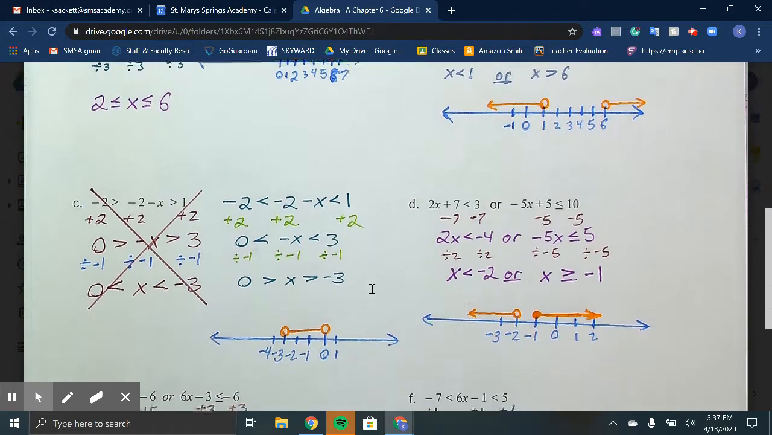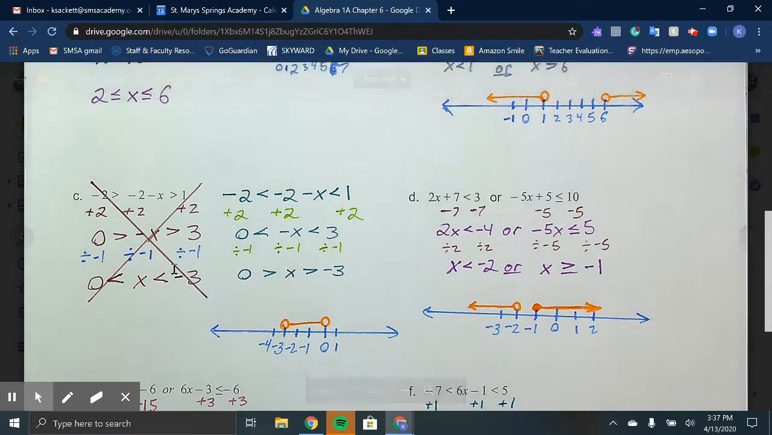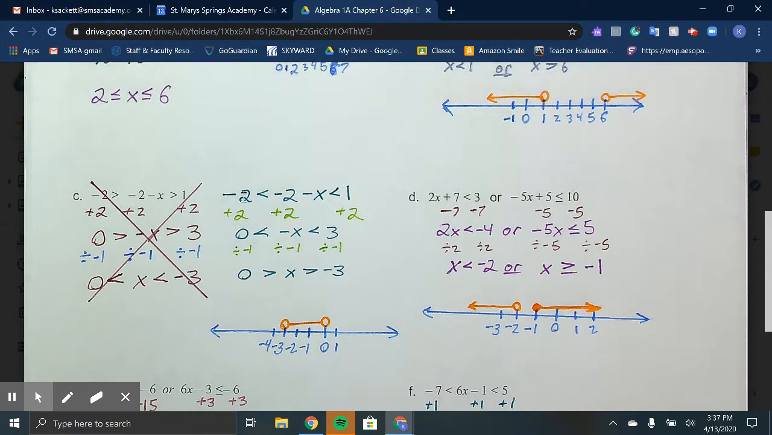Now with C, I apologize, the first one had its original inequalities going the wrong way, and it's actually not solvable. So you can cross off that first one and rewrite C to start as negative 2 is less than negative 2 minus x, which is less than 1. Or we could read it as negative 2 minus x is greater than negative 2 and less than 1.